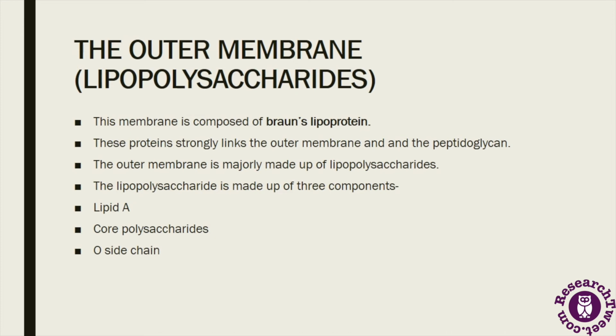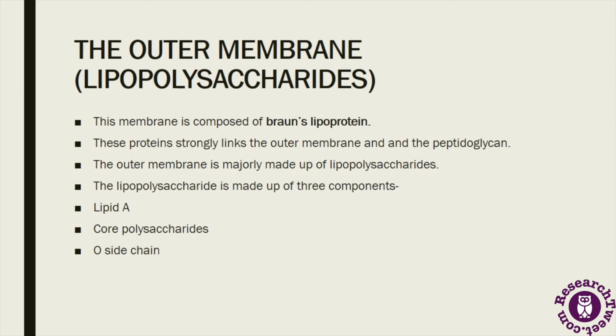The another component is the outer membrane, which is the specific feature of gram-negative bacteria. This outer membrane, which is also called lipopolysaccharide, is composed of Braun's lipoprotein. These Braun's lipoproteins strongly link the outer membrane and the peptidoglycan layer of the cell wall, and they also provide some adhesion sites to the outer membrane, which play a role in allowing cell contact and membrane fusion.